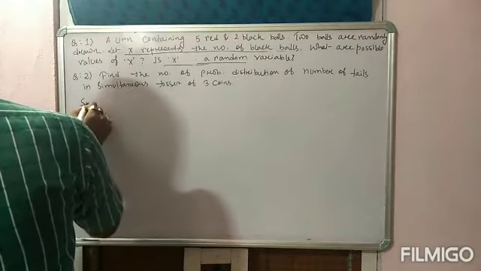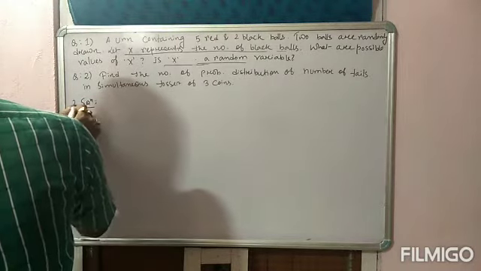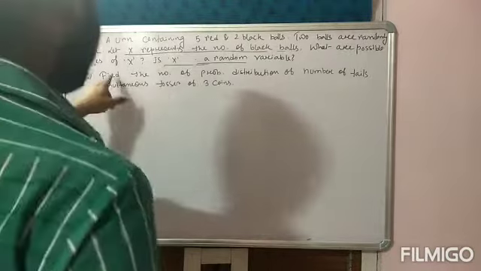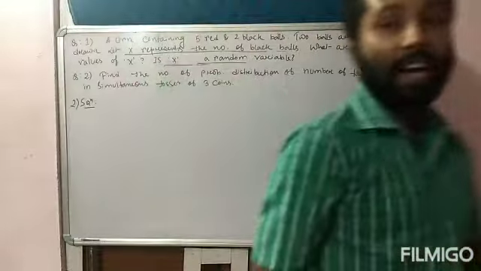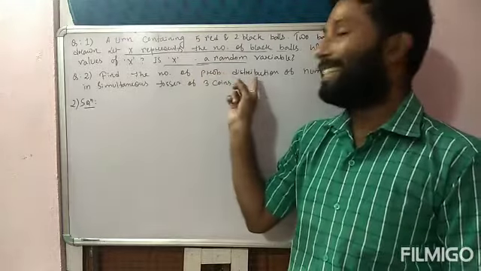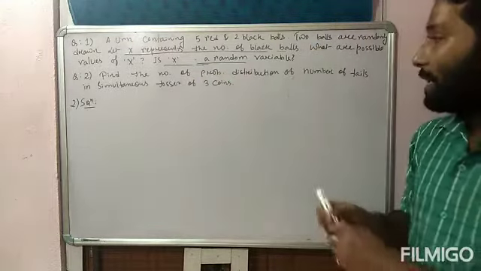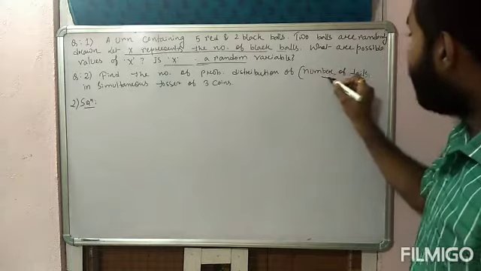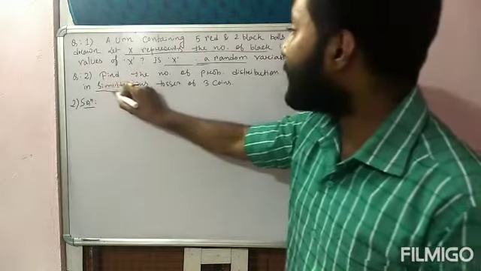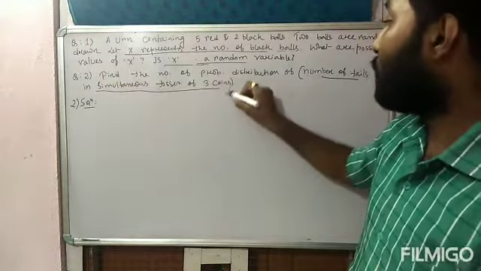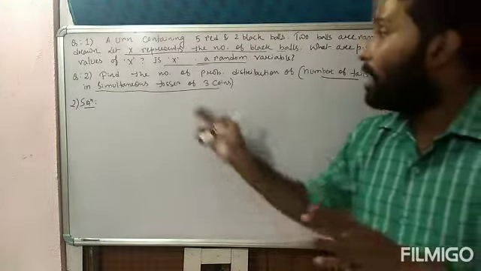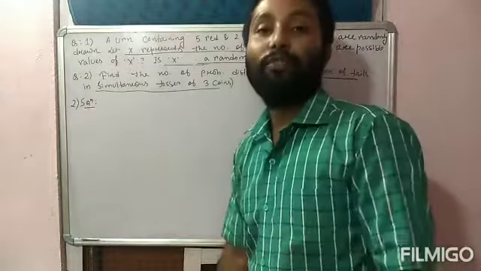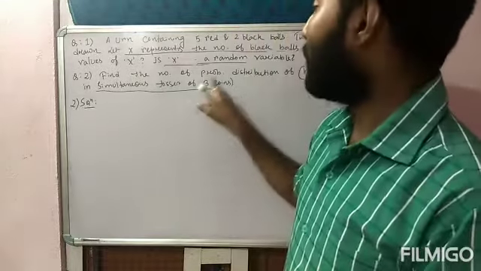अभी second question क्या है? एक बार question को पढ़ना है पहले. Find the number of probability distribution of number of tails in simultaneous tosses of 3 coins. ठीक है? क्या find out करना है?